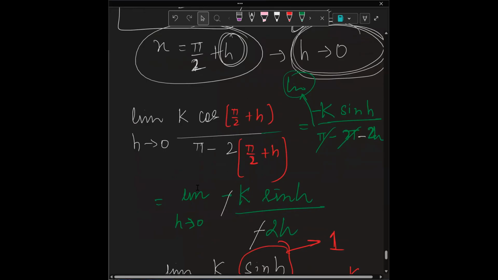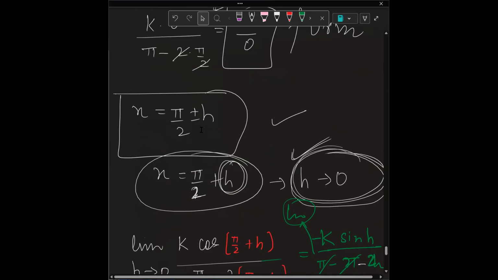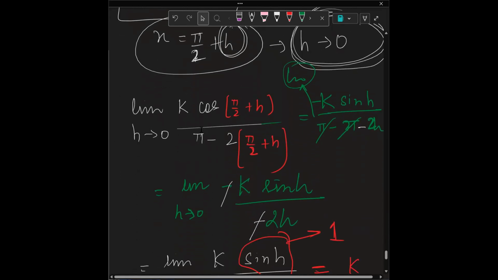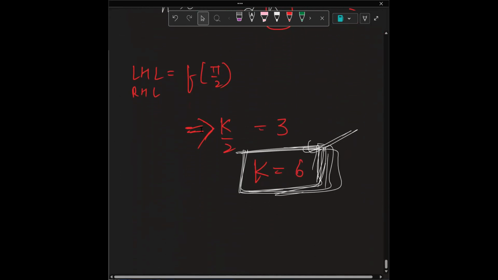And see, if you know L'Hospital rule, then what you can do here? Angelina, tell me what you are going to do if you know L'Hospital rule. We differentiate the numerator and denominator till we can substitute x is equal to pi by 2 without the denominator being 0. Yes, good.